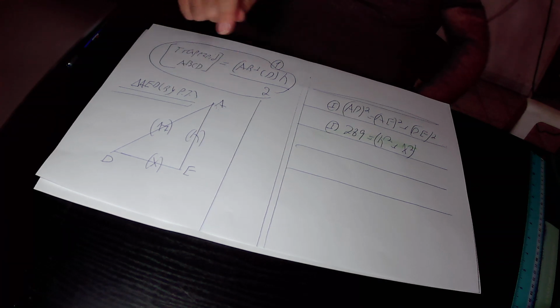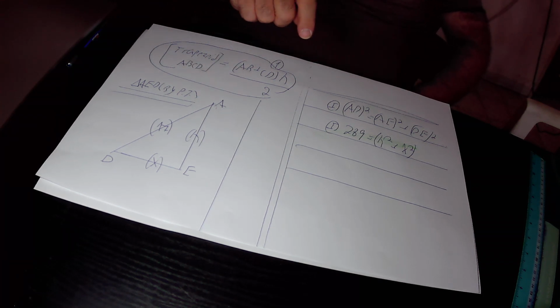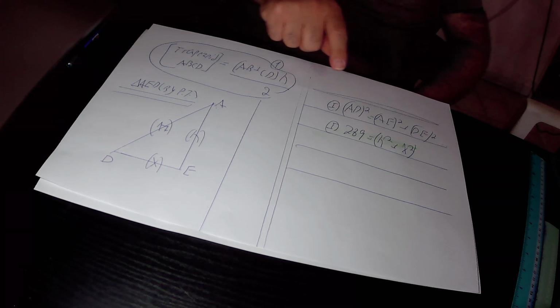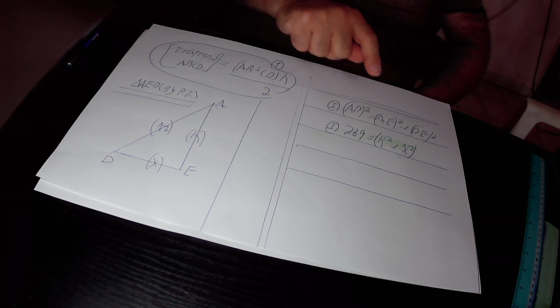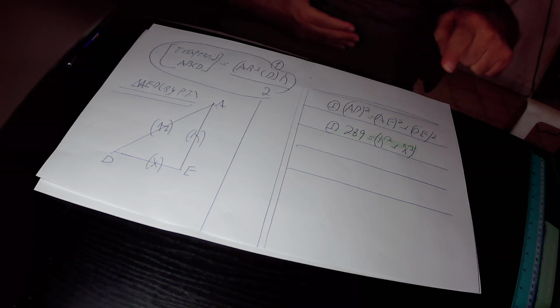AD is 17, therefore AD squared is 17 squared, that is 289, plus AE squared. AE is h, therefore AE squared is h squared, plus DE squared. DE is x, therefore DE squared is x squared. So in total, according to equation 1, we found out that 289 equals h squared plus x squared.